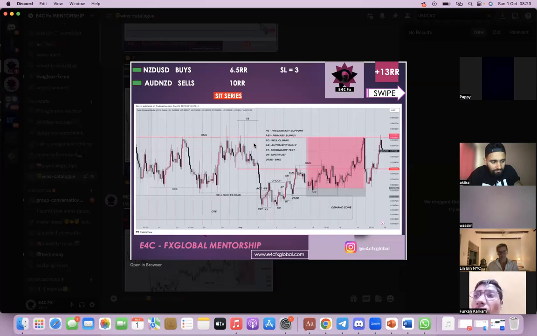And when I picked this, it went to my OTE. If you are in retail concept, you understand what OTE level looks like. And if you are in the SMC line, you understand what a demand zone looks like also. And if you're in ICT, you understand what sell side liquidity also looks like. And then we all compile this stuff and then we cut this nice profit, even though it took time.